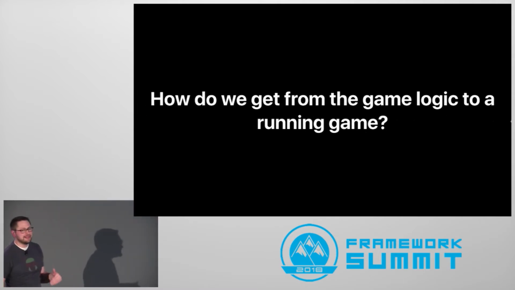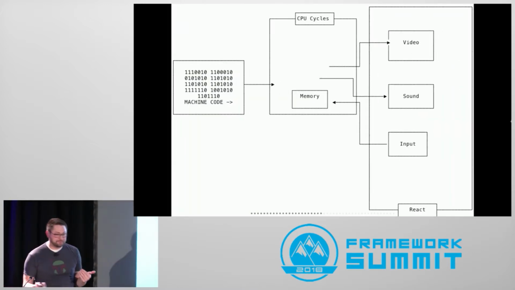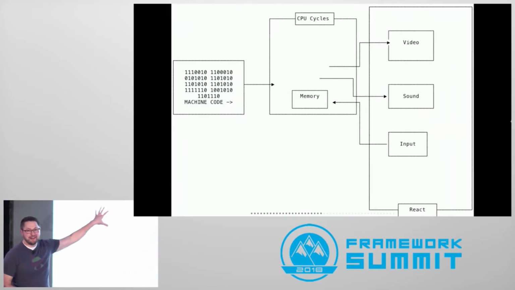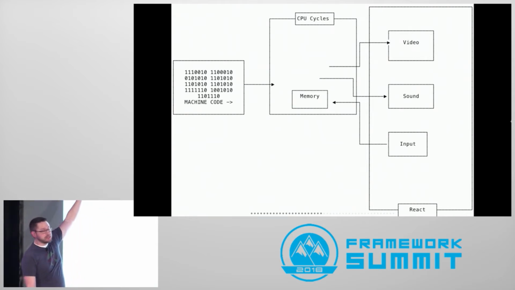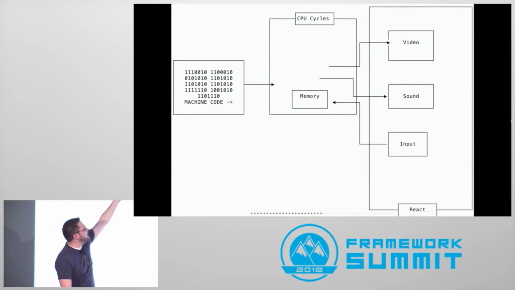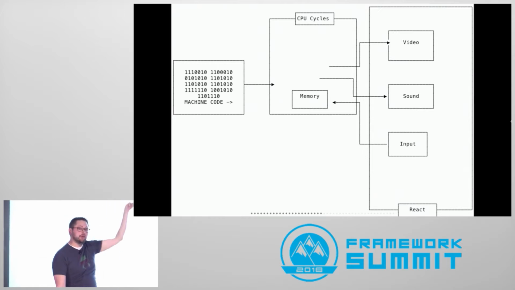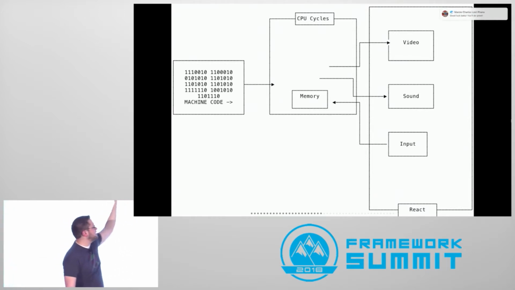So how do we get from this game logic to a running game? I made this half an hour ago in like 5 minutes. So we have these machine code instructions, which we feed into a CPU, and there's a CPU loop that runs, which then instructs the video or the sound.